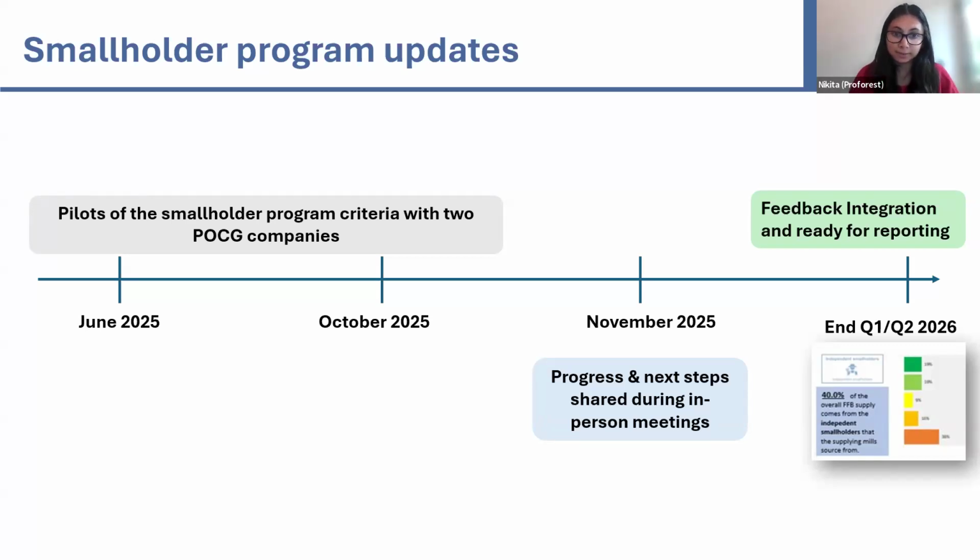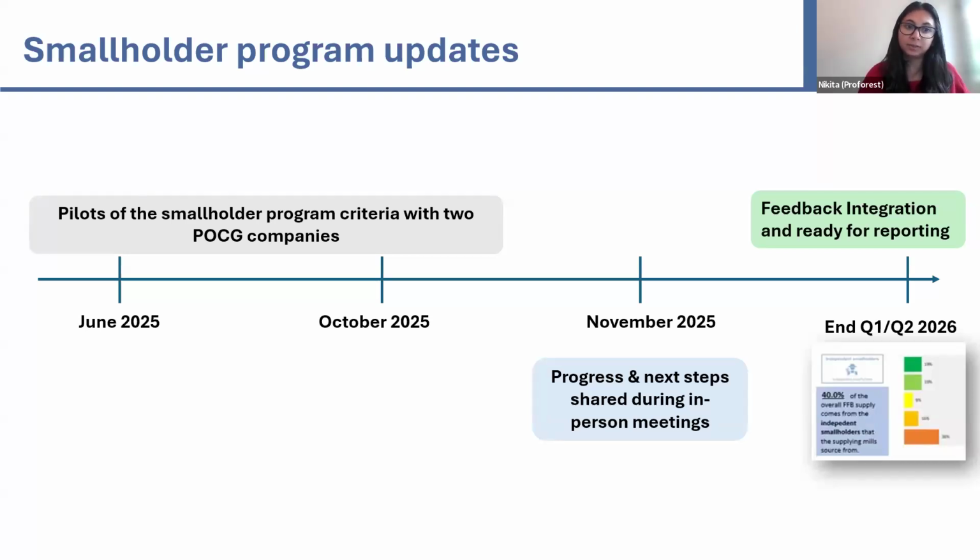So that was about the landscape criteria. The questions also have another part on smallholder programs. So we just wanted to clarify that at the moment, the criteria are almost ready for landscape initiatives. For smallholder programs, we are still undergoing pilots with 2 POCG companies, which started in June.